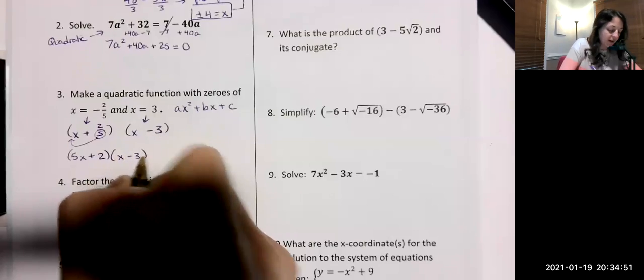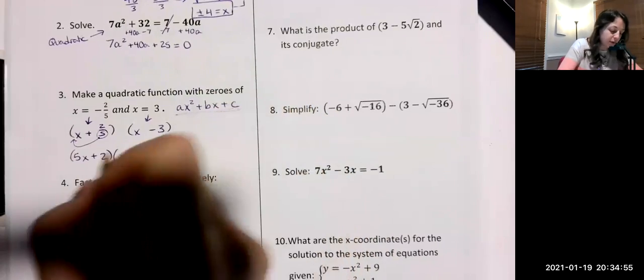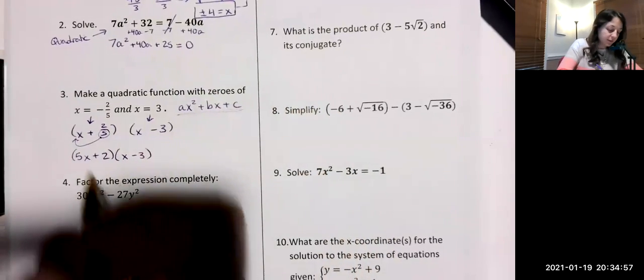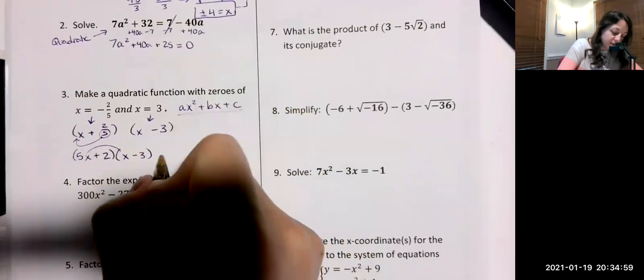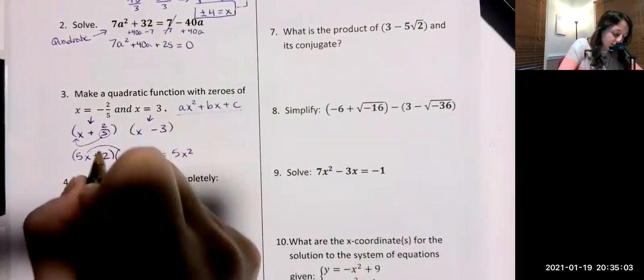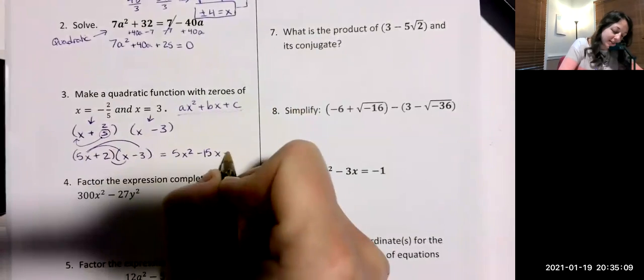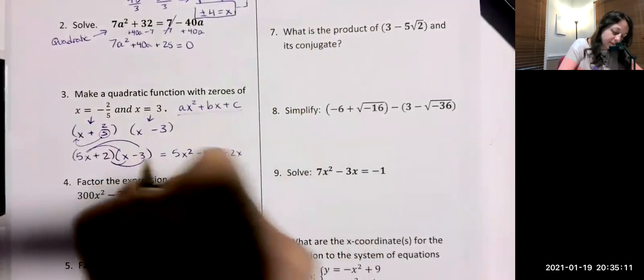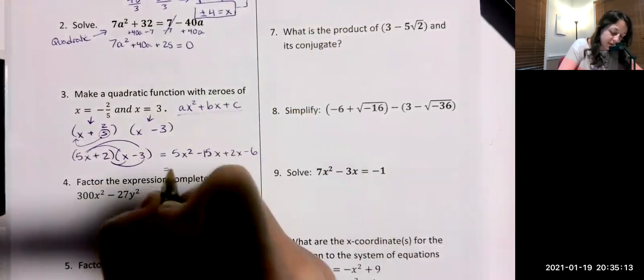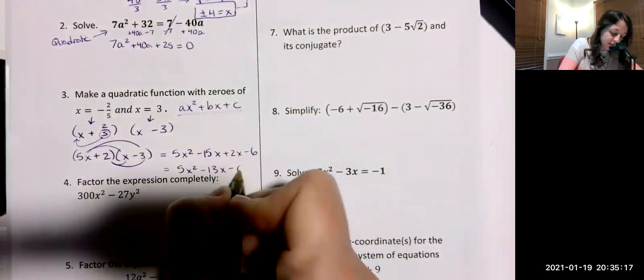x minus 3. And then finally, to get it to this form, we have to multiply these factors out. So I'm just going to double distribute or FOIL, whatever you want to call it. 5x squared minus 15x plus 2x minus 6. And there's my final answer, 5x squared minus 13x minus 6.